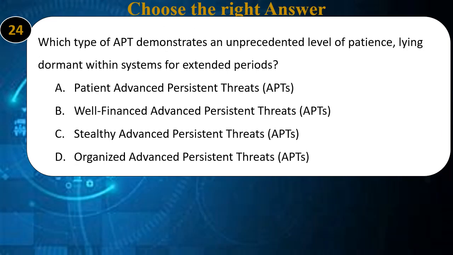Question number 24. Which type of advanced persistent threats demonstrates an unprecedented level of patience, lying dormant within systems for extended periods? A. Patient advanced persistent threats. B. Well-financed advanced persistent threats. C. Stealthy advanced persistent threats. D. Organized advanced persistent threats.